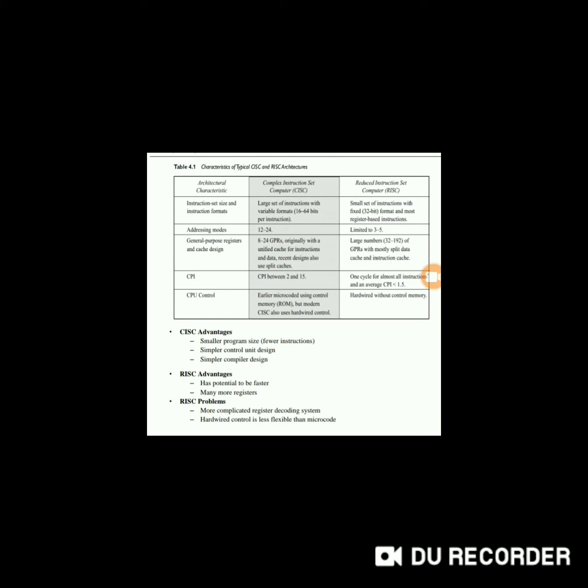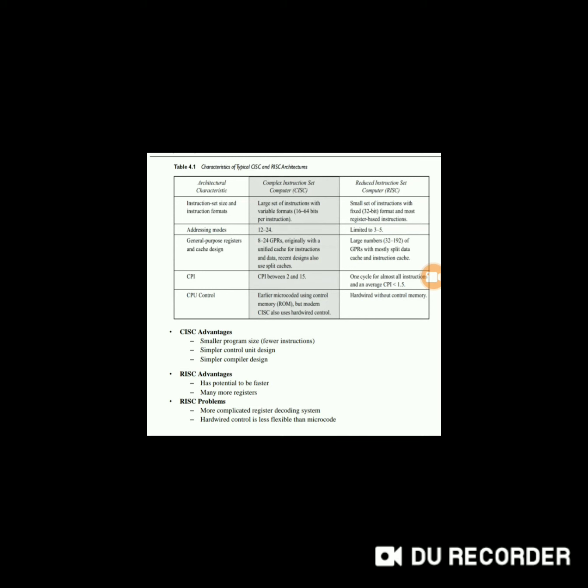So we'll see some of the characteristics of typical CISC and RISC architectures. The first one, instruction set size and the instruction formats. In CISC, it is a large set of instructions with variable formats, that is 16 to 64 bits per instruction. And in RISC, it has a small set of instructions with a fixed 32-bit format and mostly register-based instructions. The second characteristic is addressing modes. In CISC, it has 12 to 24 addressing modes, and in RISC, it is limited to 3 to 5.